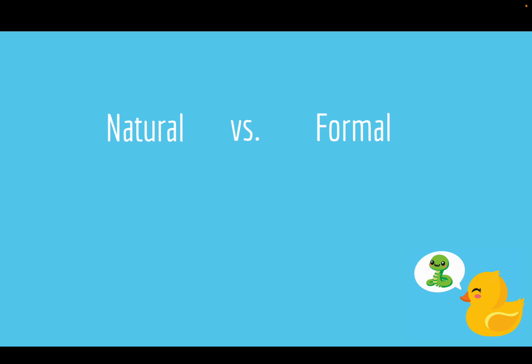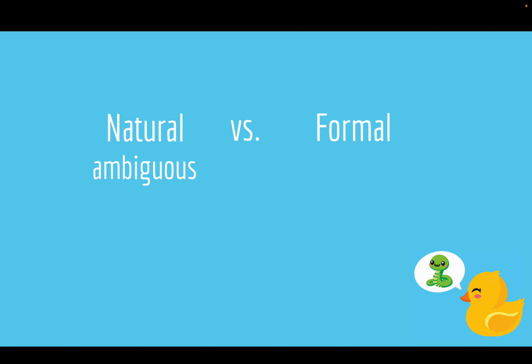So there are 2 types of languages. There's natural and then there's formal. A natural language is like English, Spanish, languages that we speak aloud. And then formal languages are languages like the notation used in calculus or chemistry or a computer program. So Python is an example of a formal language. It's one that's been created to serve a specific purpose.